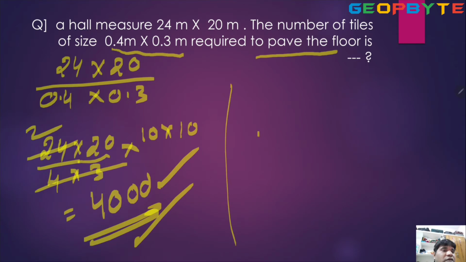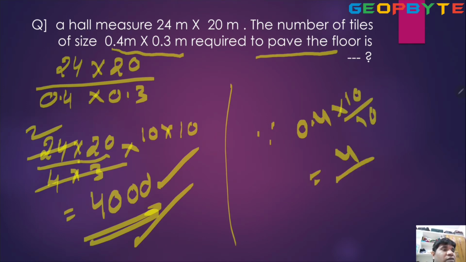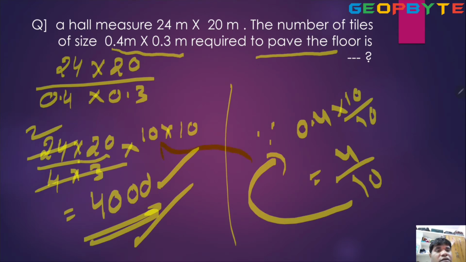For confirmation, 0.4 into 10 upon 10. So what is the answer? 4 by 10. This 10 comes outside, meaning this is the 10.